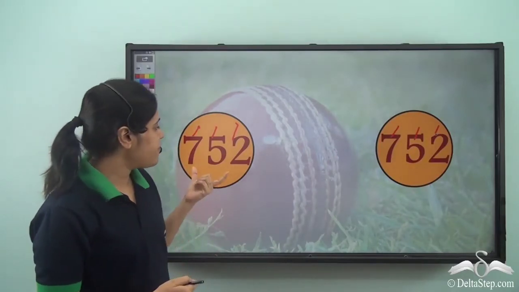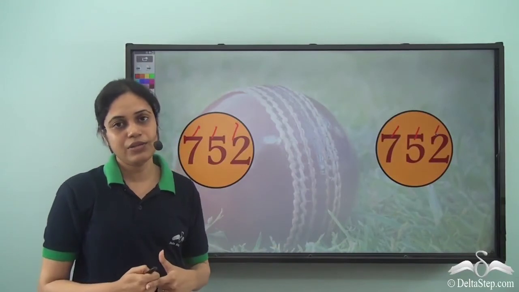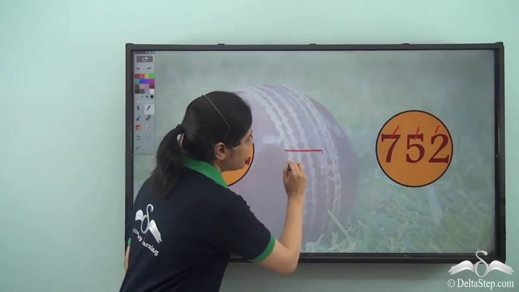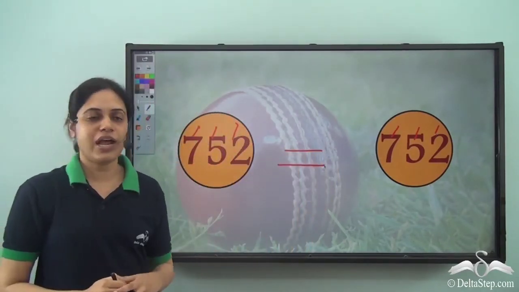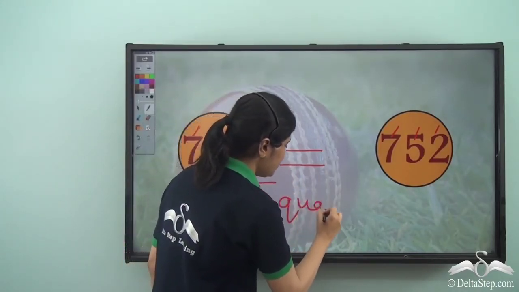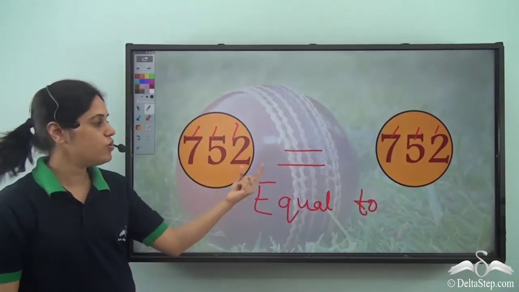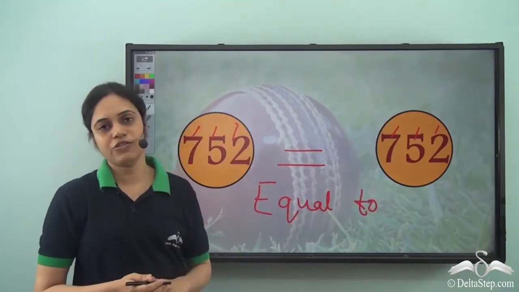So I have found that all the digits of both the numbers are equal. This means that the numbers are equal and we use an equal to sign. This is the equal to sign. I say 752 is equal to 752.